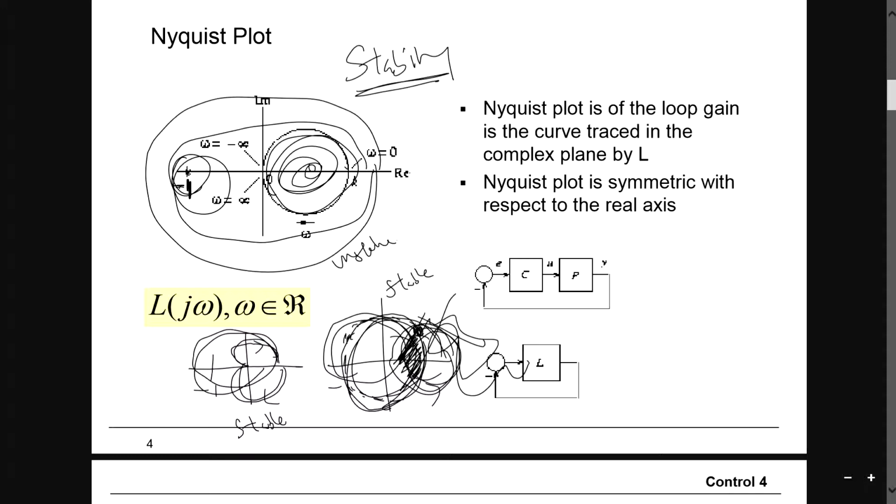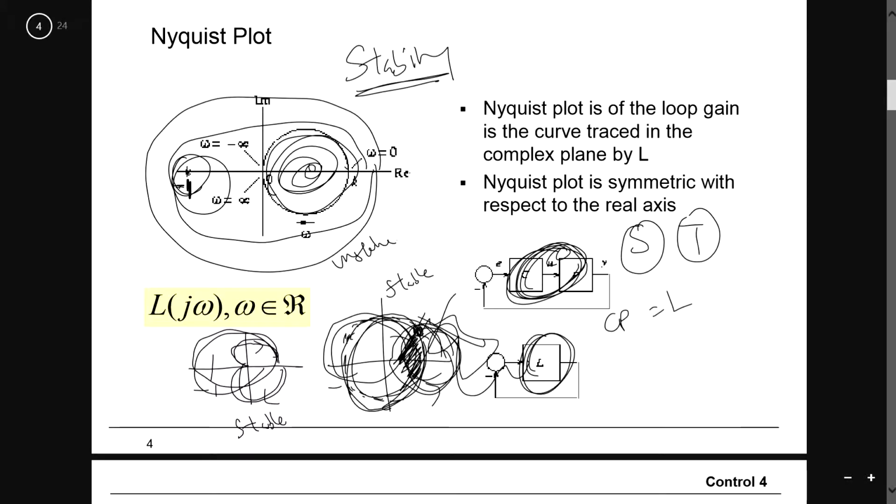Now, you already know that CP is something that deals with S and T, the sensitivity function and the complementary sensitivity function. So here I can represent the CP closed loop as L. In other words, CP is equal to L. If you still remember the sensitivity function, 1/(1 + CP), if it equals 0, then CP is equal to -1, and since L is equal to CP, therefore L is equal to -1.